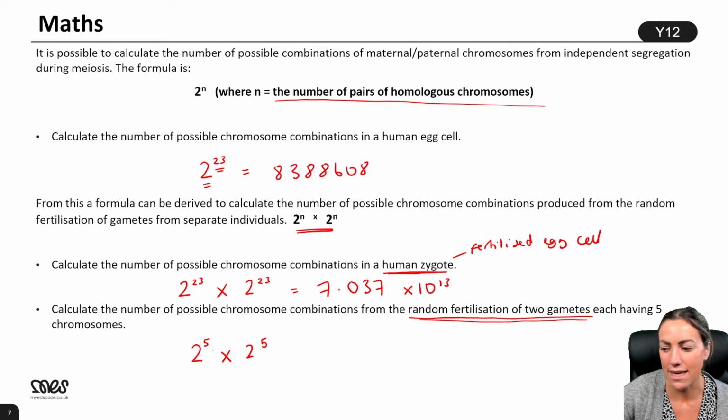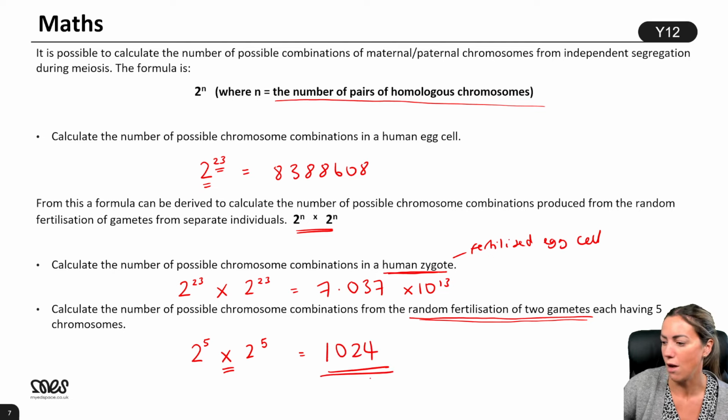So 1 gamete, combinations would be 2 to the power of 5, and it's going to fuse with another gamete that had 2 to the power of 5 possible combinations. So let's multiply that together, and we get a total number of possible chromosome combinations of 1024 in that zygote. Remembering that does not take crossing over into account, so actually there's going to be more genetic variation than that.